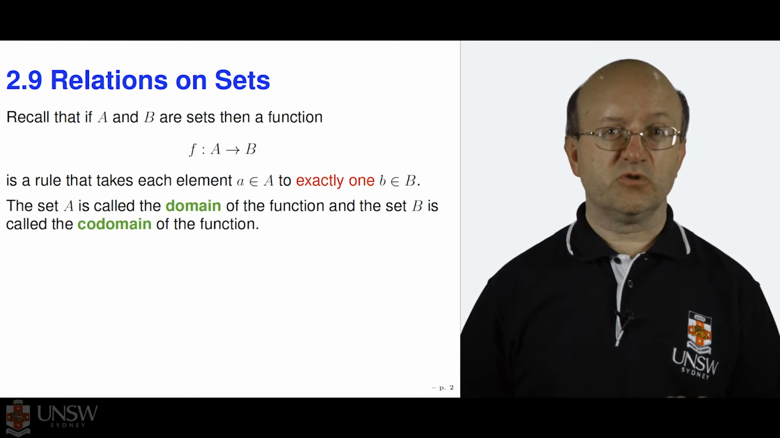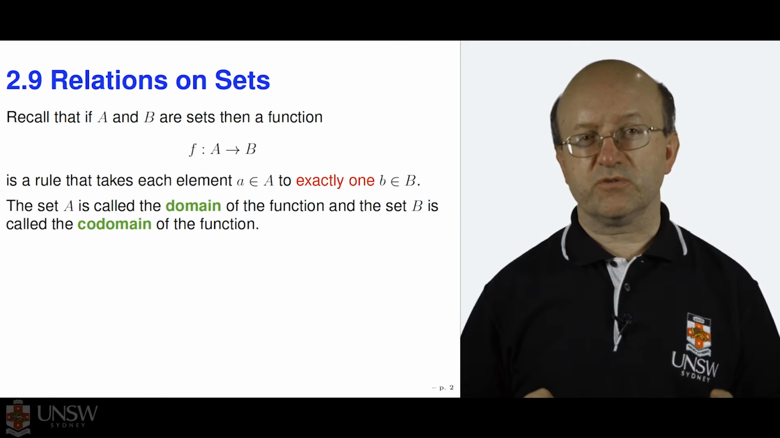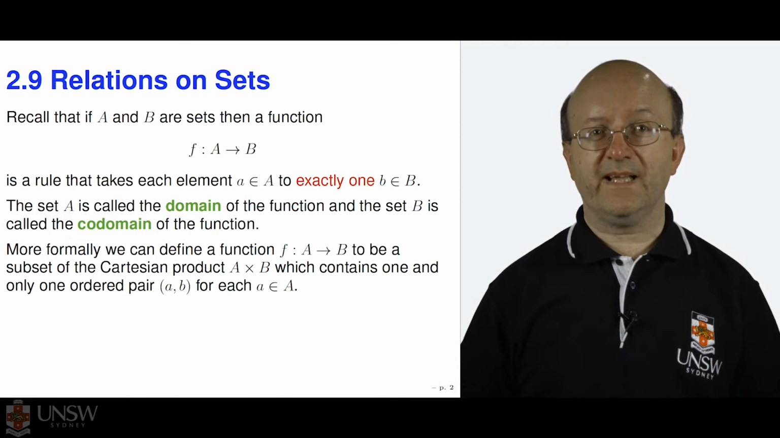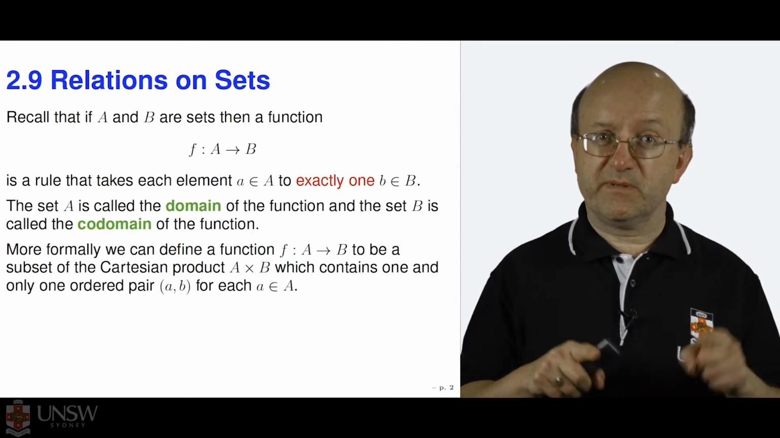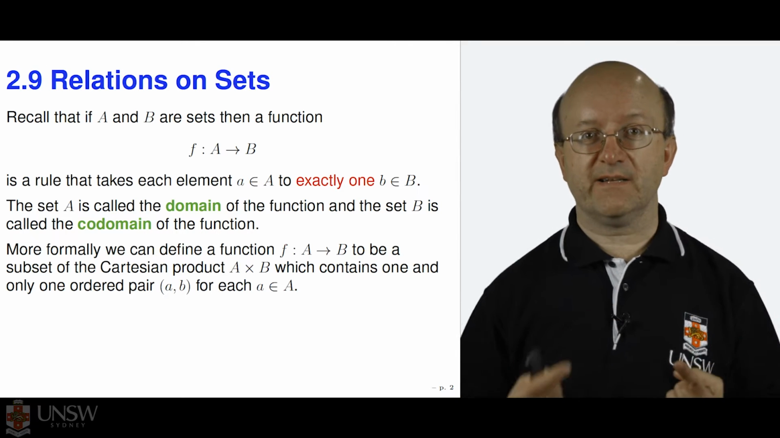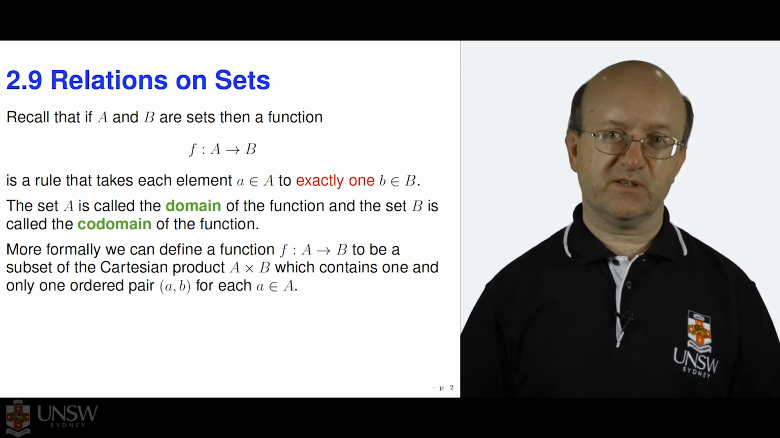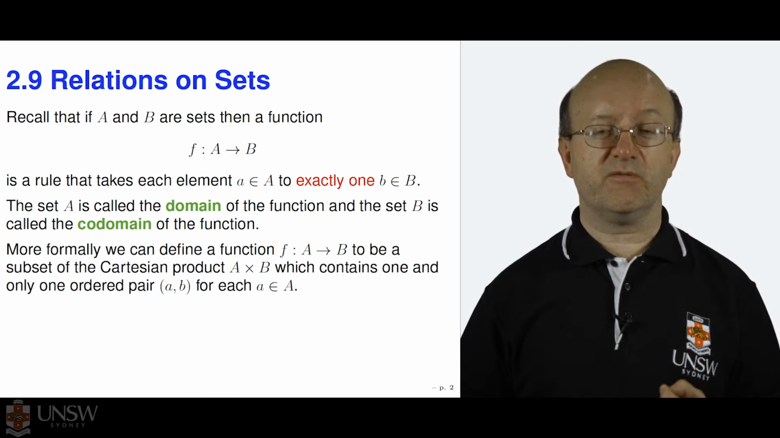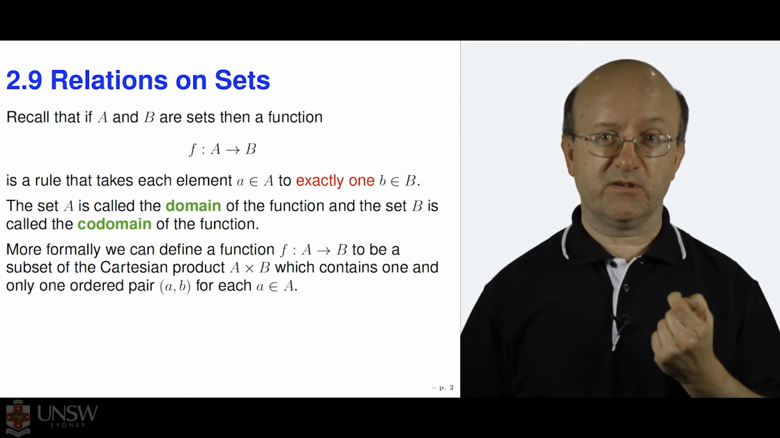The set A is known as the domain of the function, the set B is called the codomain of the function. Now, as you saw in Chapter 1 of this course, you can more formally define a function from A to B to be a subset of the Cartesian product A cross B. Remember, A cross B is a set of ordered pairs, an element of A and an element of B in that order. And a function is this subset of the Cartesian product which contains one and only one ordered pair of the form (a, b) for each a belonging to the set A, the domain.